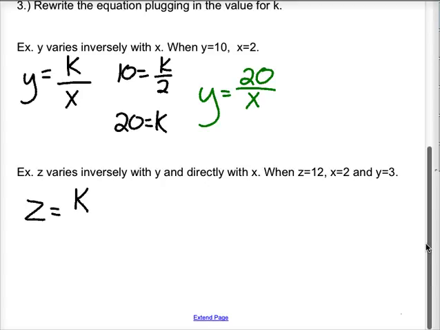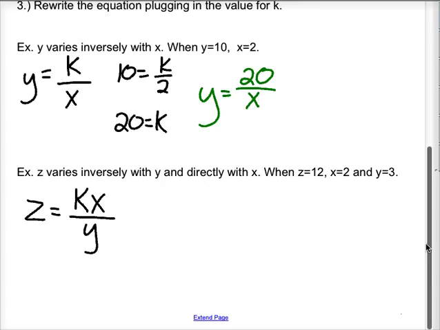start with your k, and it's inversely with y. Inverse means you put it on the bottom, and directly with x. Directly means you put it up with the k. So this time, that is going to be my structure, okay? And again, you always just place everything around the k. Inverse, put it underneath. Direct, put it on top with it. And now, we can do the rest of the problem.